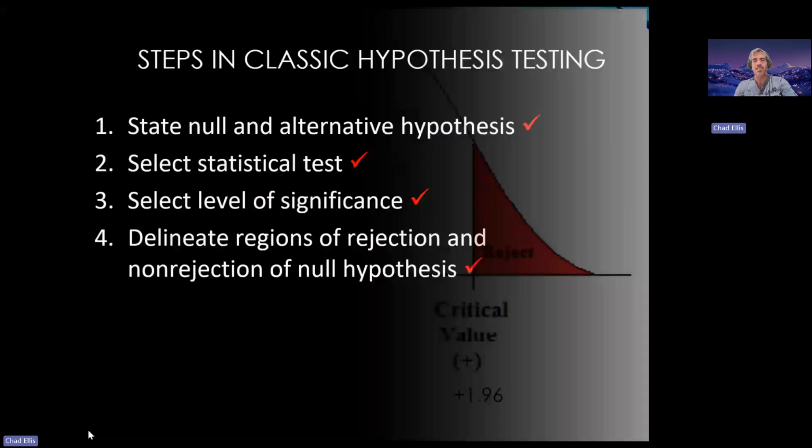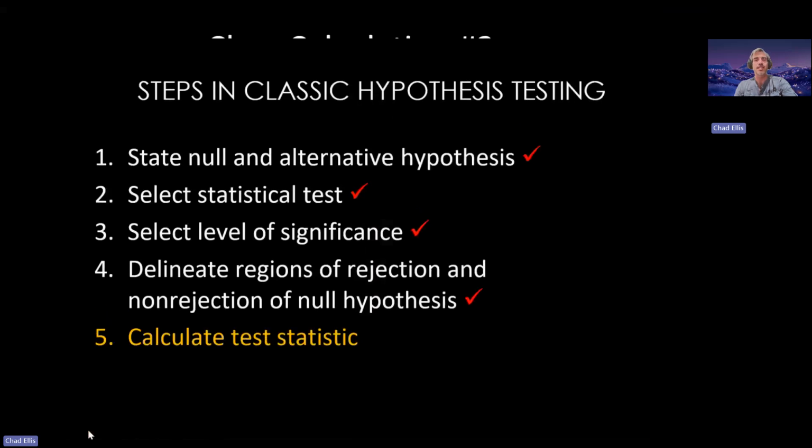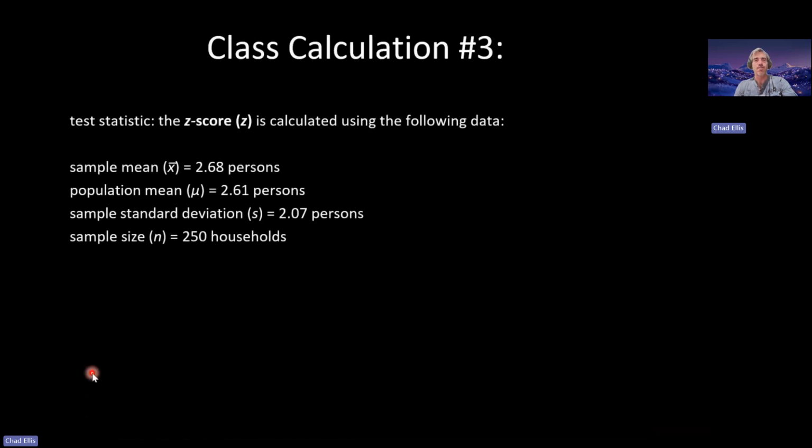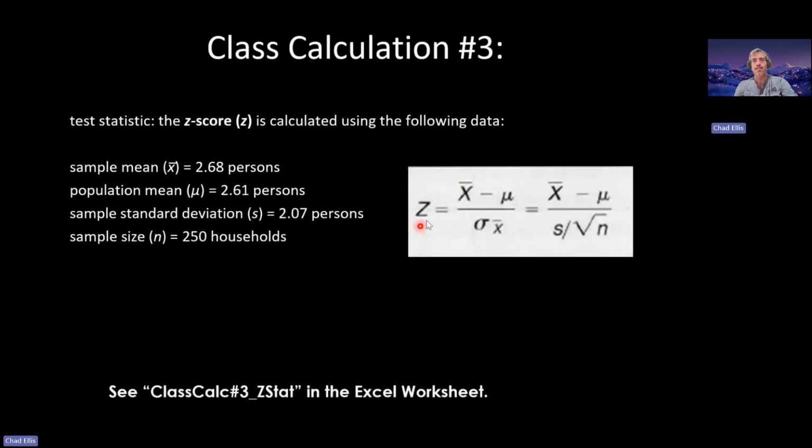So once we get those areas delineated, we're actually going to go ahead now and calculate the test stat. So here's our data from our scenario. There's our sample mean. Here's the population mean that we're comparing it to. Our s, our sample standard deviation, and 250 for our sample size n. Since we have a sufficiently large sample size, we're going to be calculating the z-stat, which is basically taking our sample mean minus the population mean, divided by the population standard deviation if we have it. If we don't have it, we can replace that by the standard error.